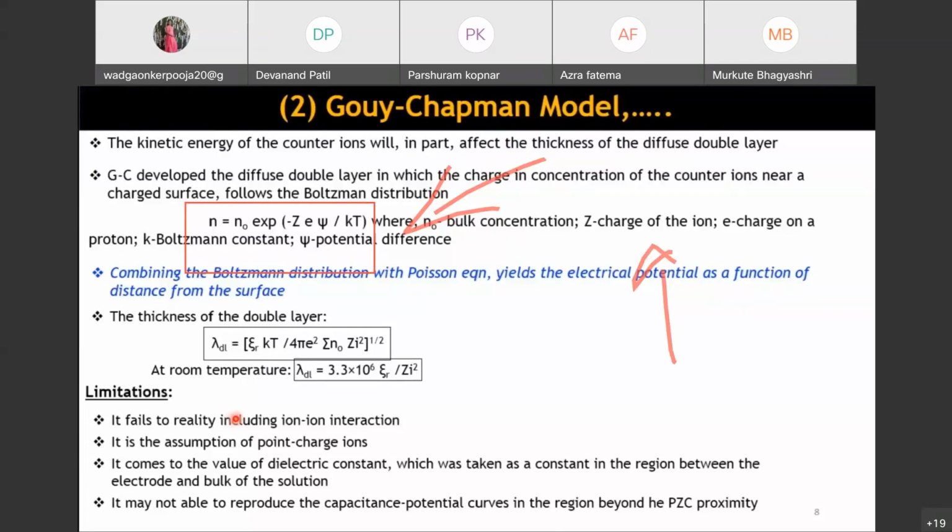And what is meant by psi? Because from this class onwards, we are at the end of our electrochemistry topic, for our syllabus. This psi is nothing but a potential difference here. But this psi we also use in quantum chemistry. Every time you will learn psi.